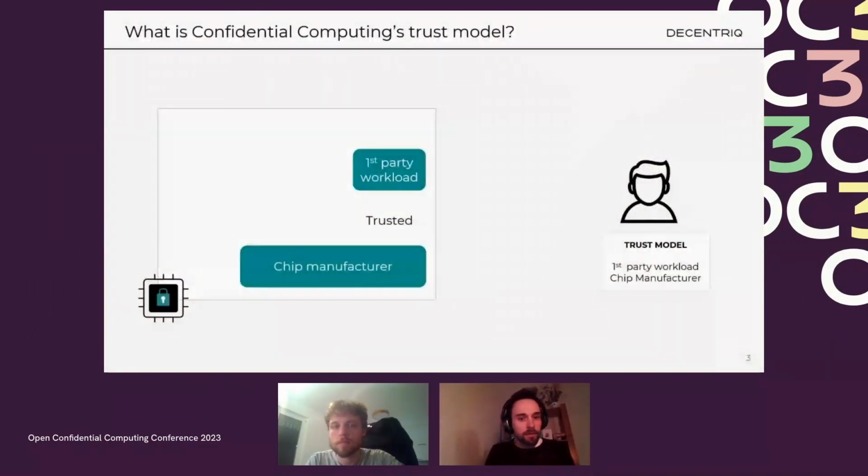Sorry, Gaëtan, are you sharing the screen? Yes, I am. Not anymore. I think there was some kind of connectivity issue. Okay, it's backstage. Cool. Thank you.